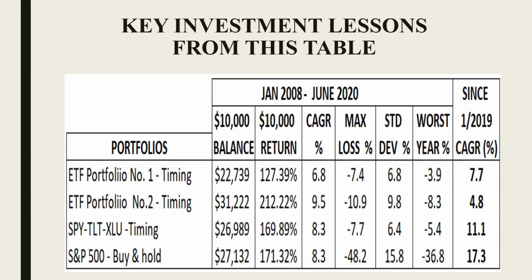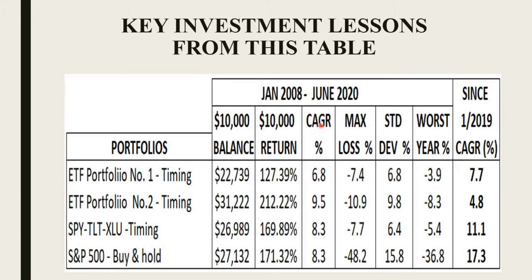I would like to show you some important lessons coming from this table. This table shows four three-model portfolios and the return in the S&P 500 buy and hold. The returns are from January 2008 to January 2020. This shows the balance by investing $10,000 in January 2008. This is the total return.